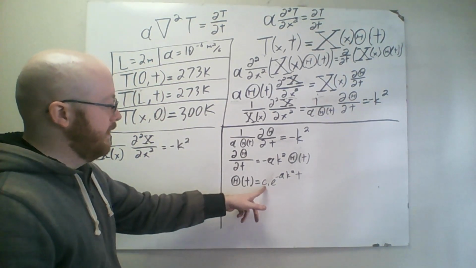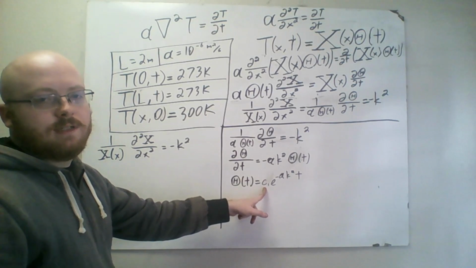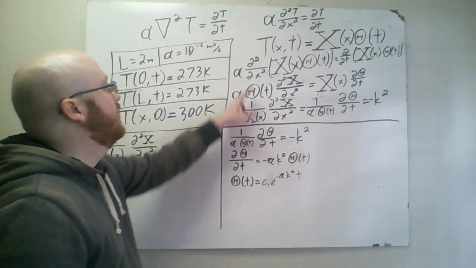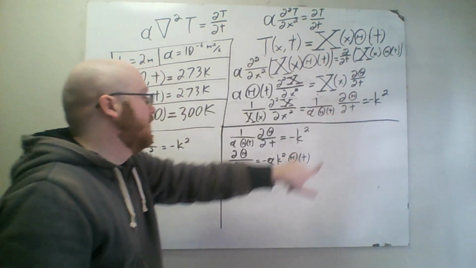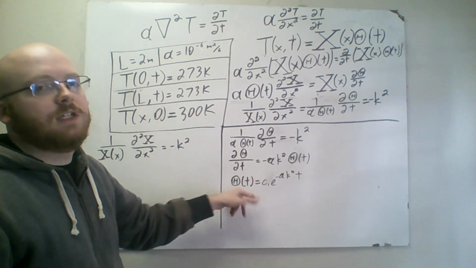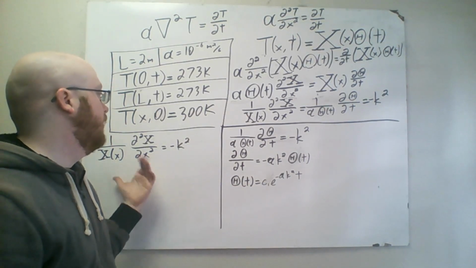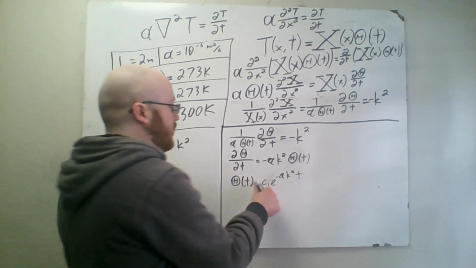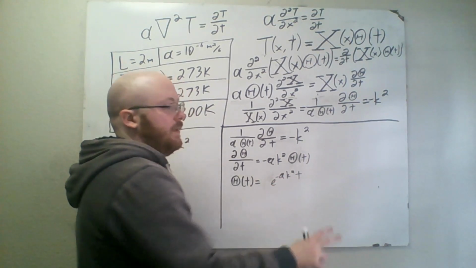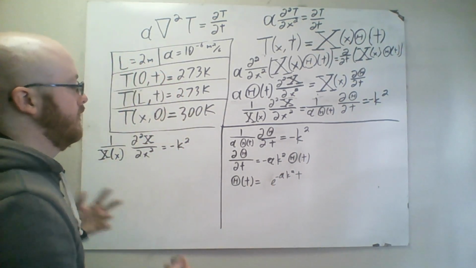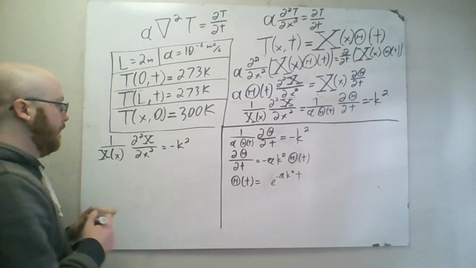Now, remember, T is a product of these two functions, so whatever constant this is will get multiplied by whatever constants we get over here. So I'm actually just going to erase it. We're just going to look at this. We'll add back the constants later and I'll clean up everything.